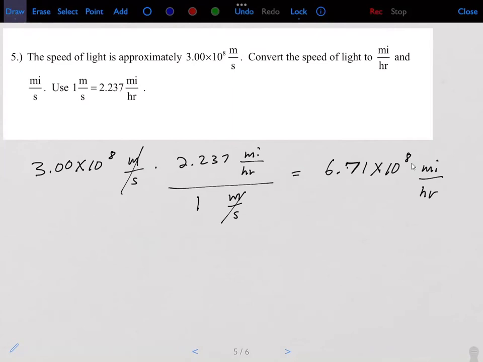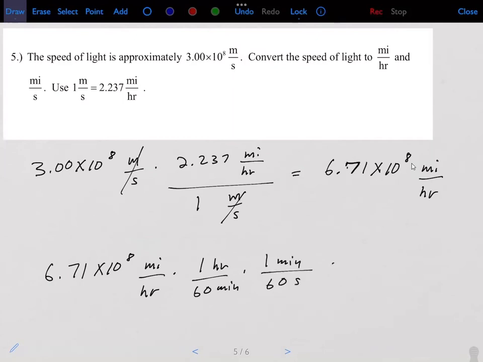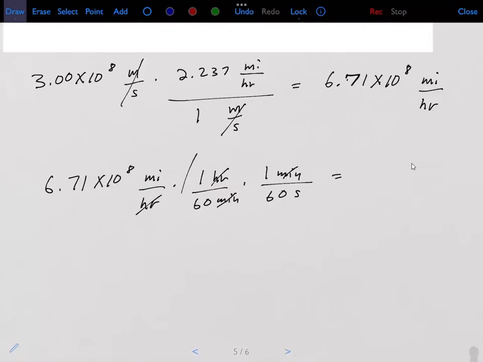Okay, and then if we want miles per second, well, since I have miles per hour right now, I'll start with that. I have 6.71 times 10 to the 8th miles per hour. And then if I multiply, well, 1 hour is 60 minutes. And in 1 minute is 60 seconds. Right? That'll give me what I want because hours will cancel, minutes will cancel. By the way, this combination here will give you the conversion between hours and seconds, right?